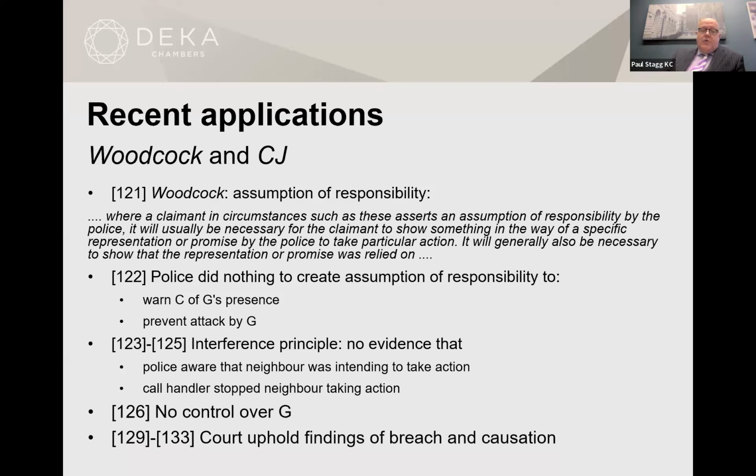Notice, interestingly, the court upheld the factual findings of breach and causation that had been made by Mr. Justice Ritchie. This, therefore, is a good illustration of the fact that a case can still be won by the police on duty of care grounds, even when they're negligent and that fault has caused injury to the claimant.